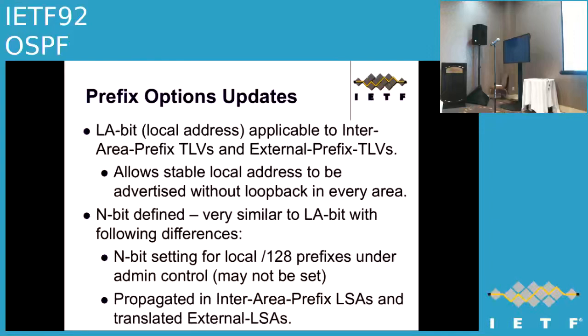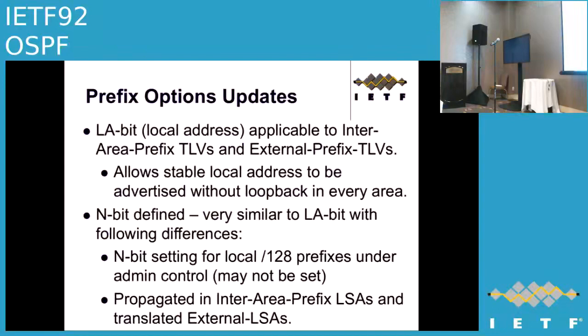And there is a flag field that's been added by ISIS for the prefix attributes. It is similar to the way it's called. So we're just allowing the LA bit to be used in inter-area prefix LSAs. But this is nice. If you have a loopback address and you want that loopback address to be routable, then you don't have to put a loopback in every area. You can just use the one in the inter-area LSAs as well. And then external LSAs as well.